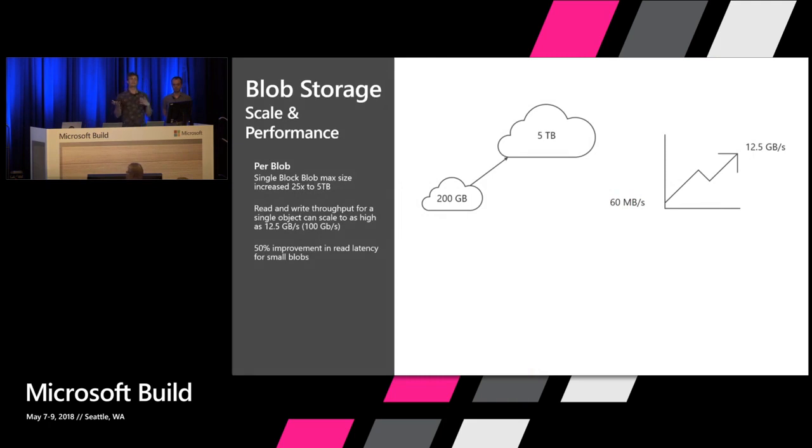So here we go. Recently, we increased the maximum size of a single block blob object 25x, from 200 gigabytes all the way up to 5 terabytes. We also increased read and write throughput for a single object to scale all the way up to the storage account limits. I'm going to discuss those in a second, but that can be as much as 100 Gbps on a single object, both read and write throughput.